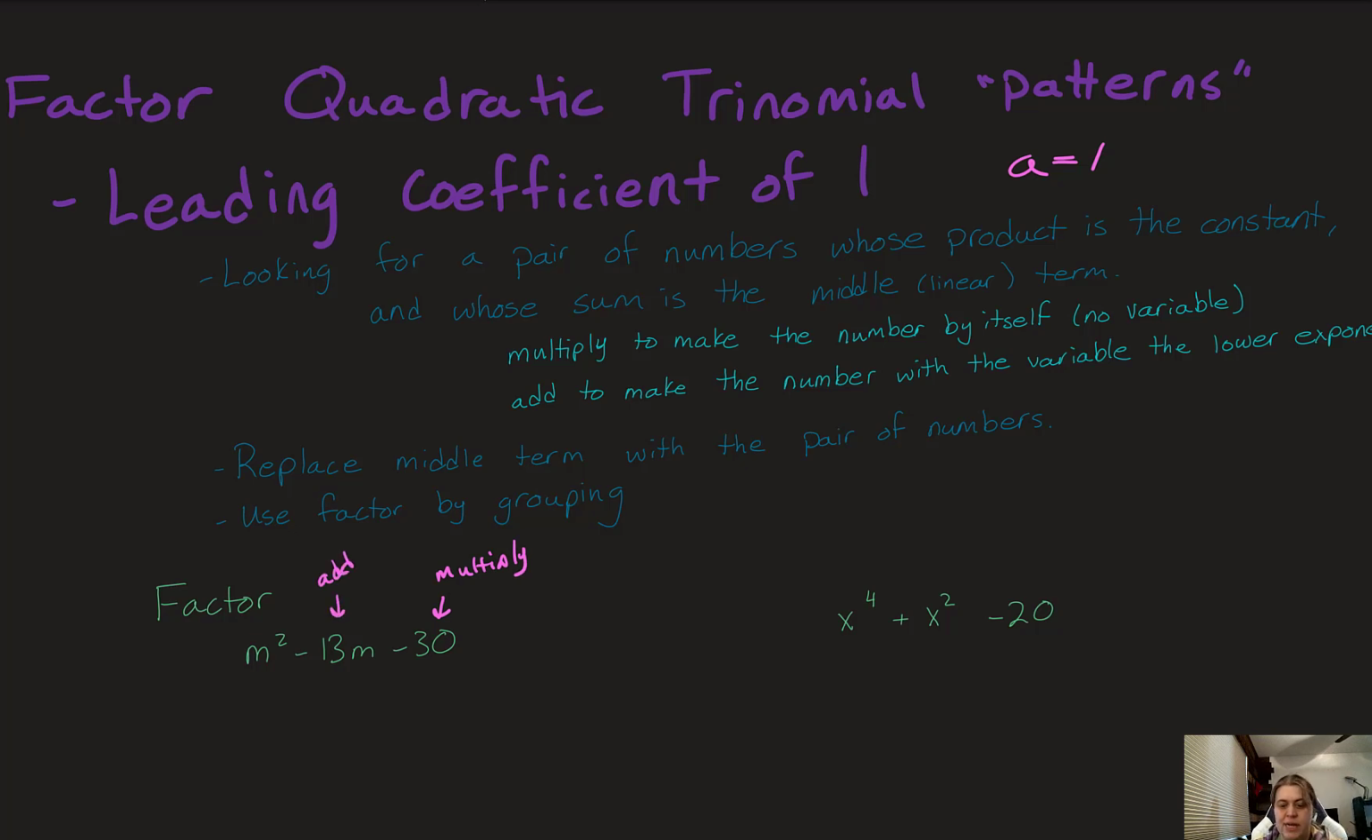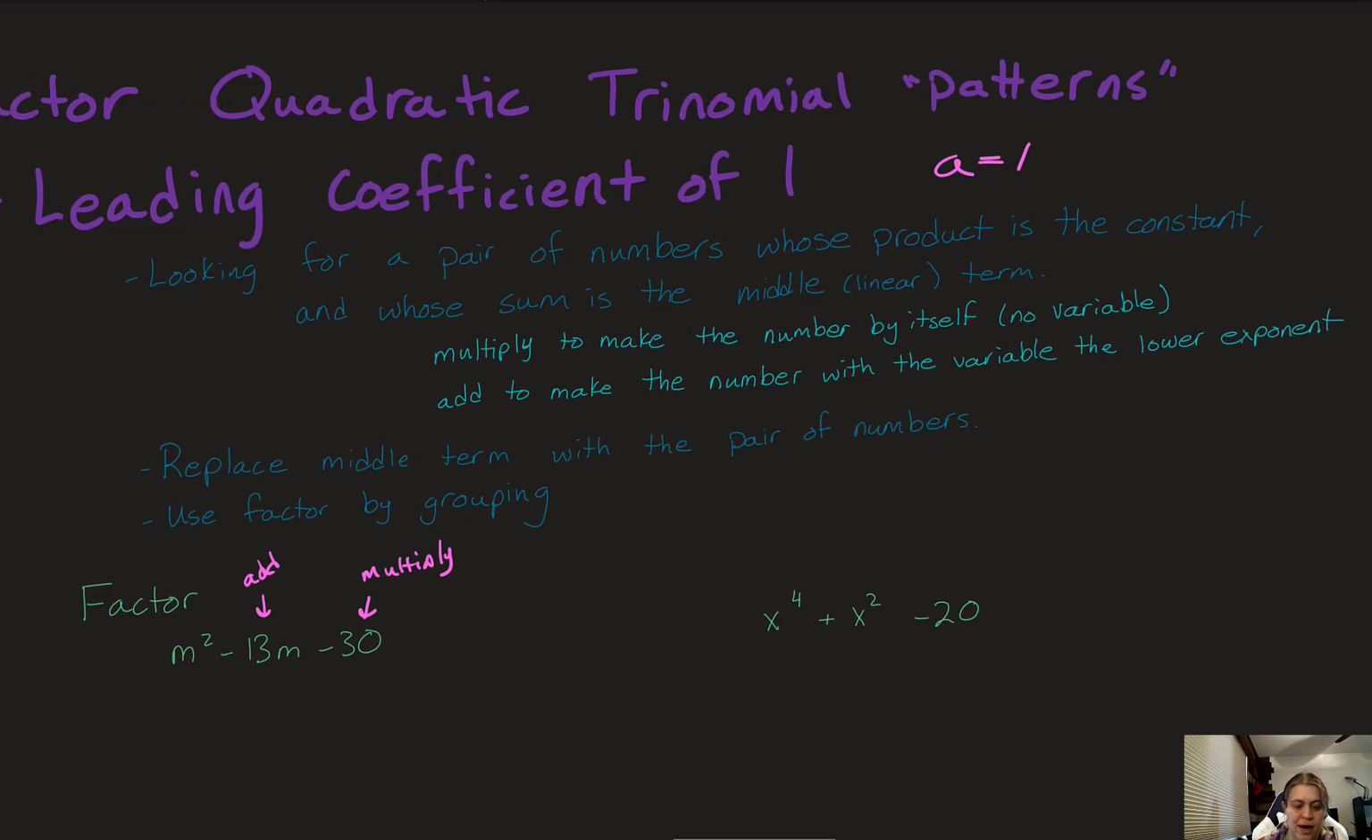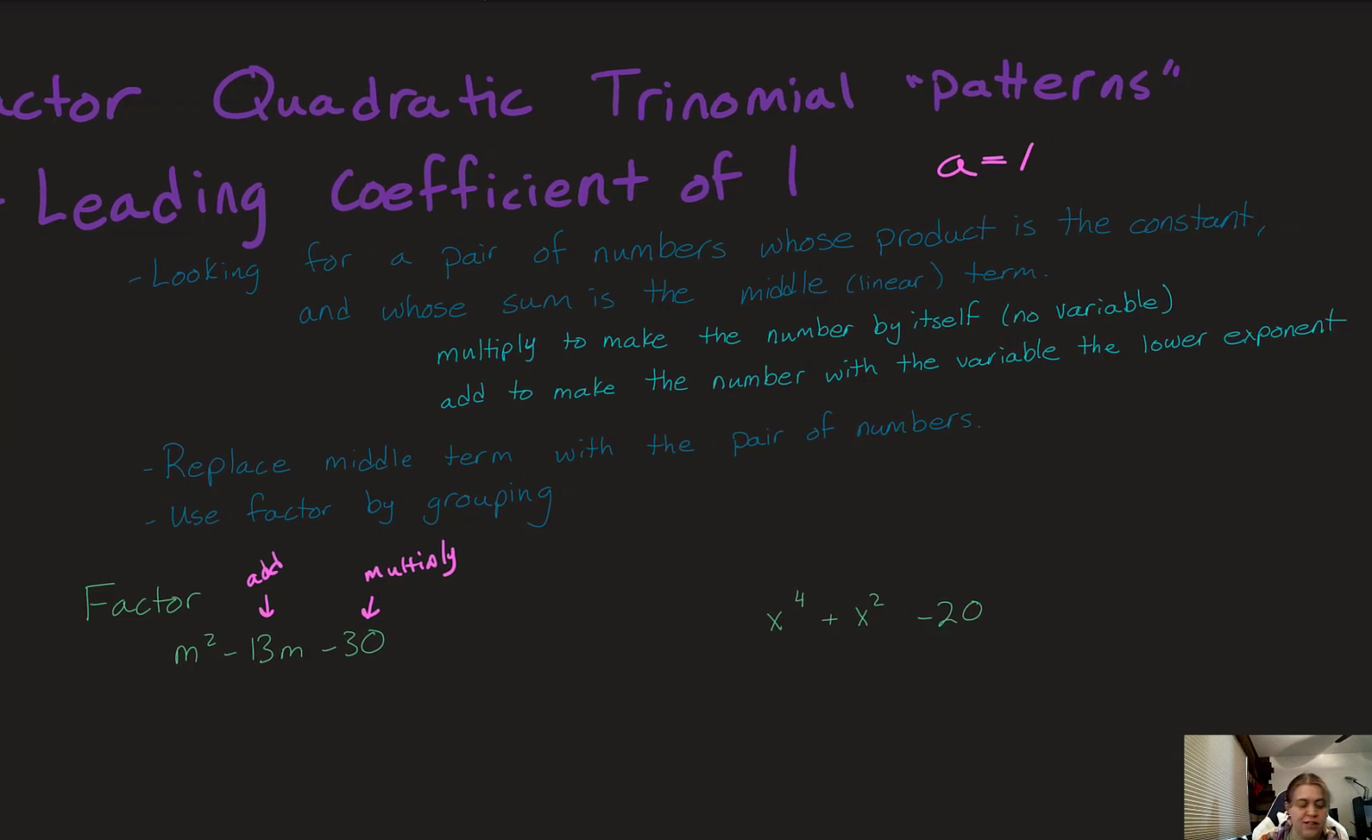That's the objective. Multiply to make the number by itself, the one that has no variable, add to make the number with the variable with the lower exponent. So we're going to replace the middle term with the pair of numbers that we get that fits this role, and then we're going to use factor by grouping.